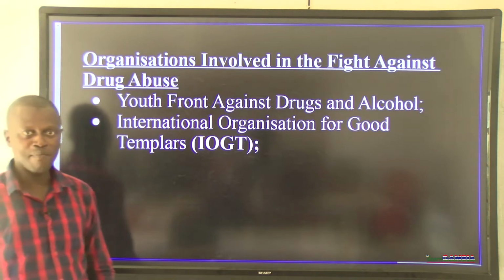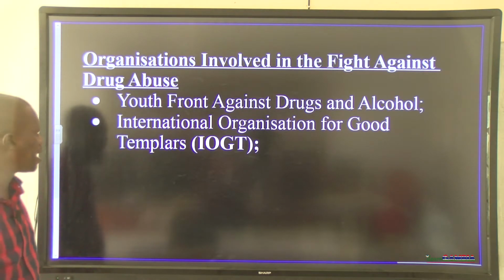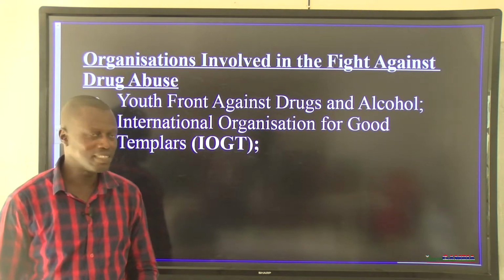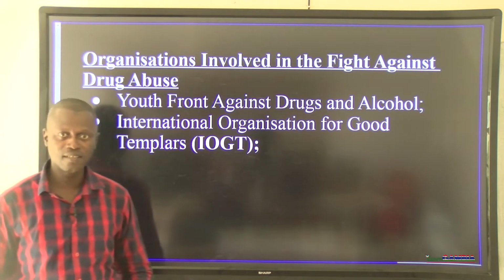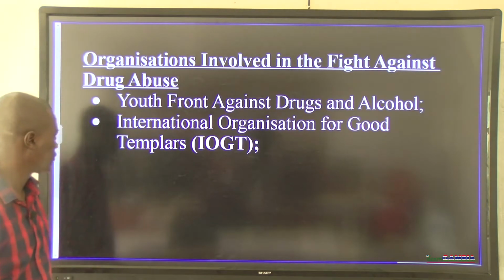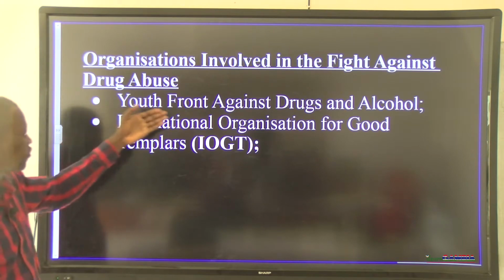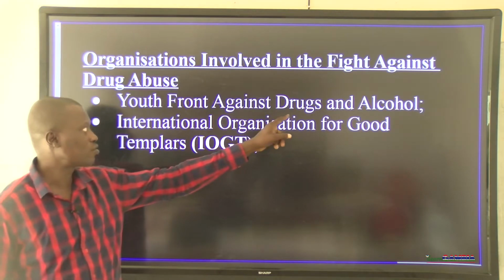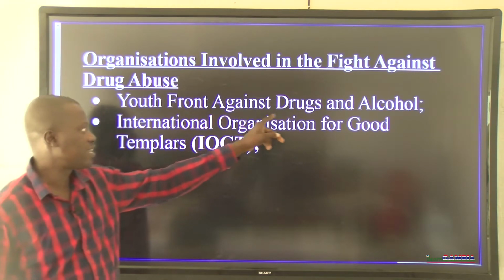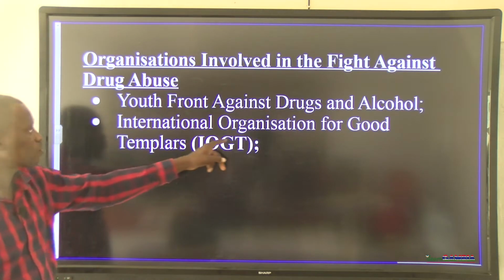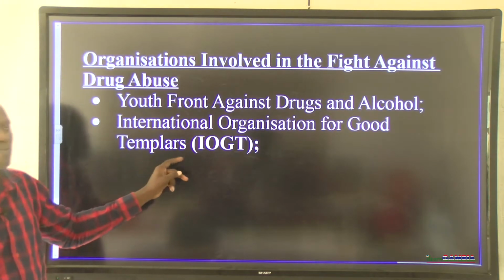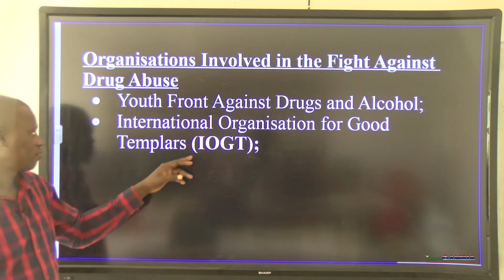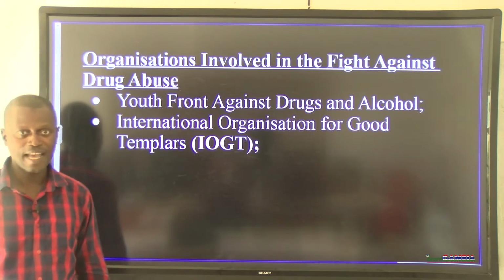With the problem of drug abuse or substance abuse in the Gambia, there are organizations involved in the fight against this illicit or unlawful practice. Some of them are Youth Front Against Drugs and Alcohol, and the International Organization for Good Templars, in short called IOGT.